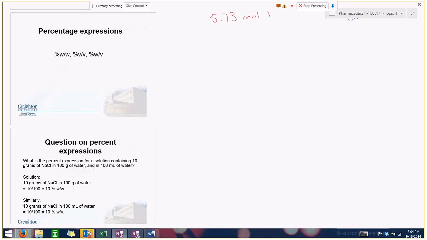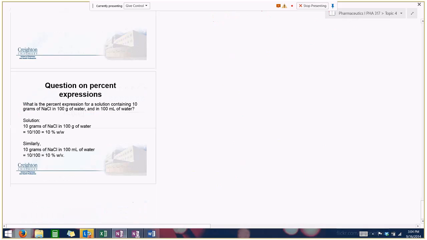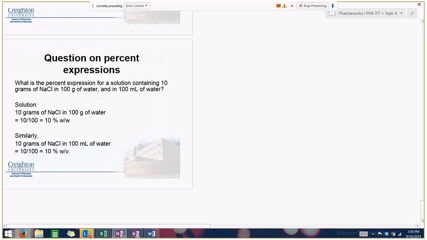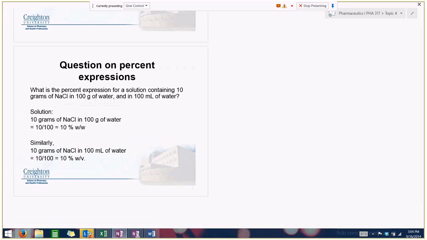And then percentage expressions. One thing I wanted to talk about on this, you will use this a lot, especially if you are not a certified technician yet and you're thinking about becoming a nationally certified technician. These questions will be on your PTCB exam that you take, and you need to remember that.